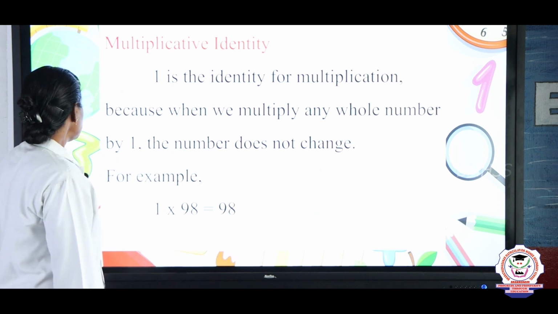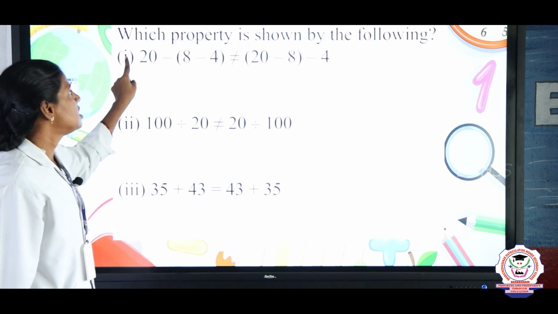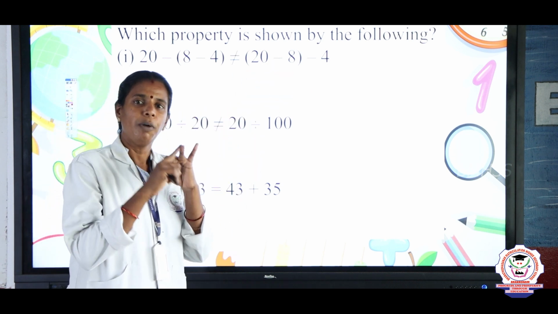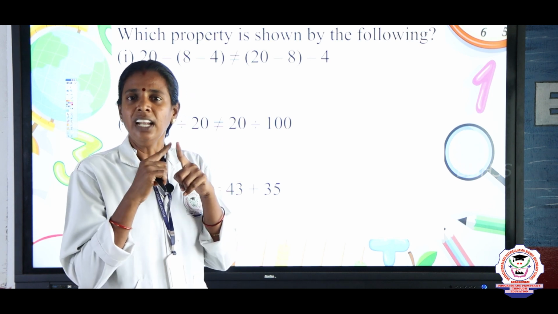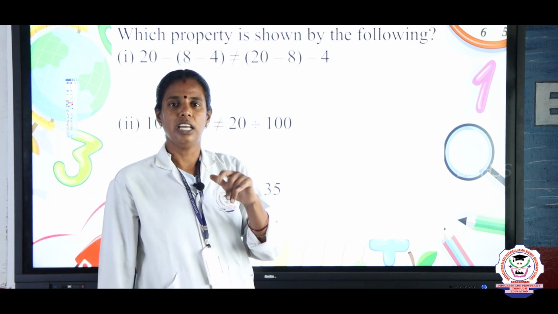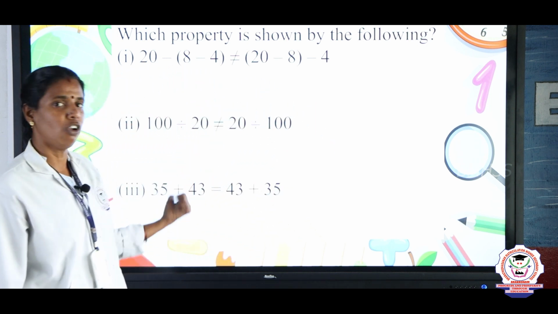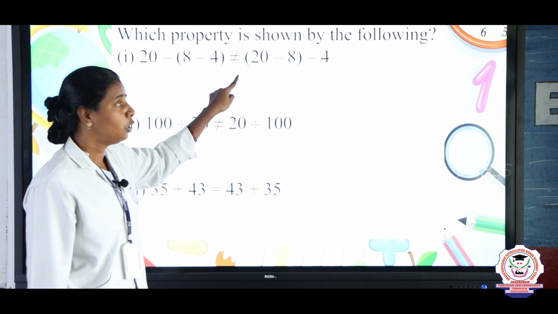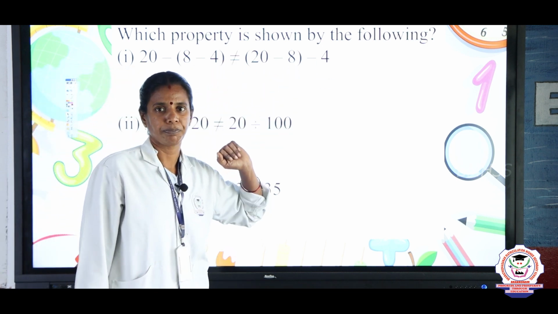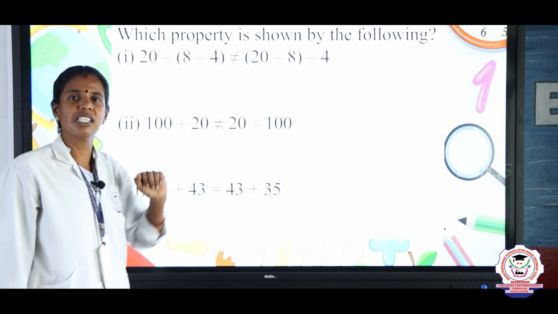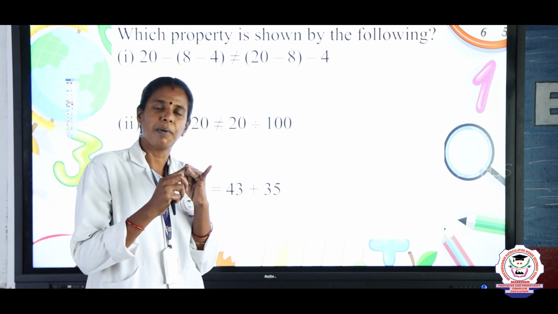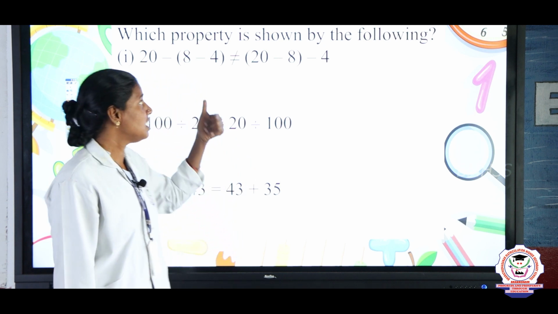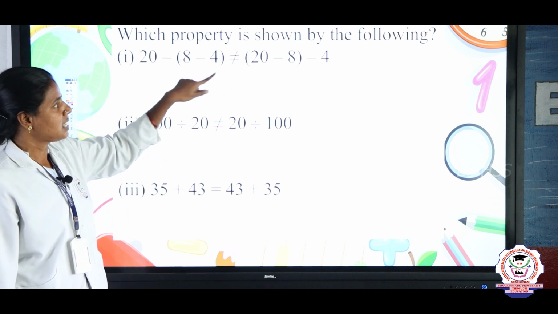So using these properties, you can answer this. Which property is shown by the following? So far we have seen closure property, commutative property, associative property, and additive identity and multiplicative identity. So in these 5, we are going to answer the following questions. See, 20 minus 8 minus 4 is not equal to 20 minus 8 minus 4. Here first, what operation is given? Whether addition, subtraction, multiplication or division? Priyadarshini, you can answer, what operation is given here? Subtraction. Very good.